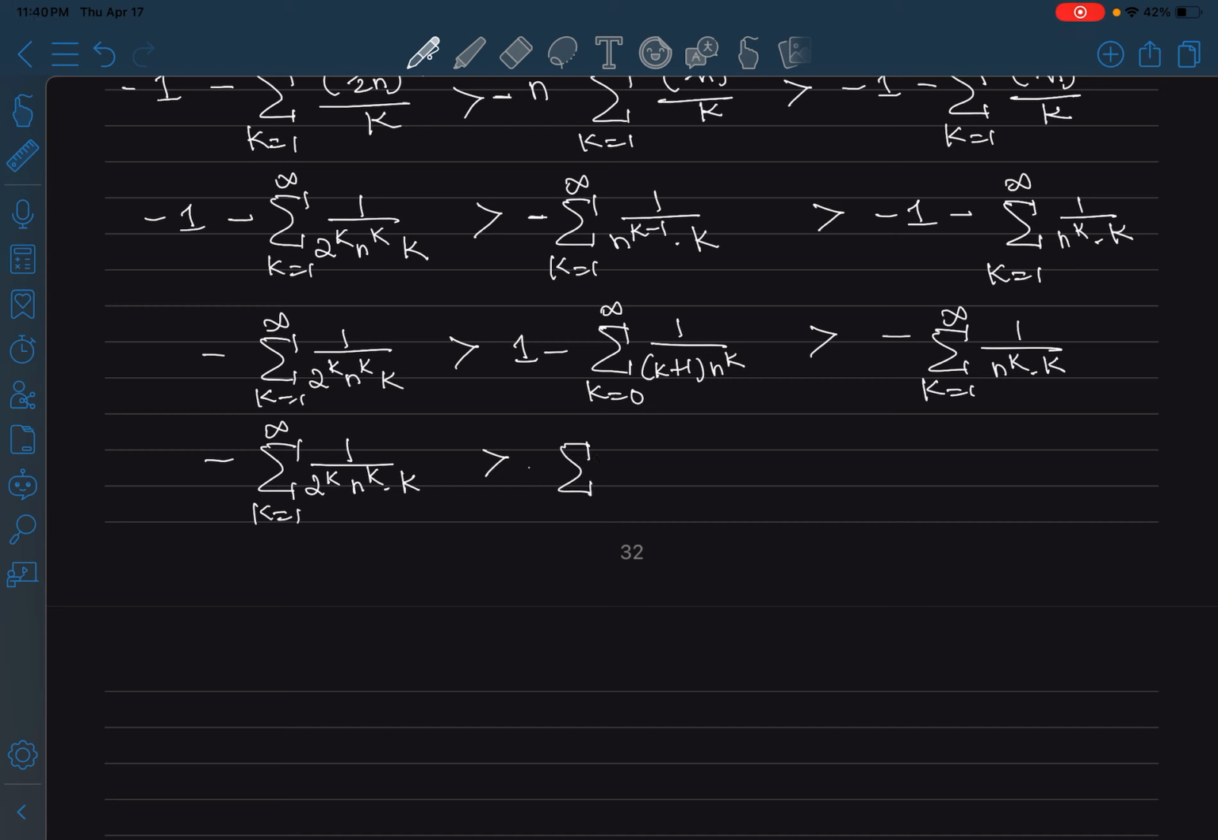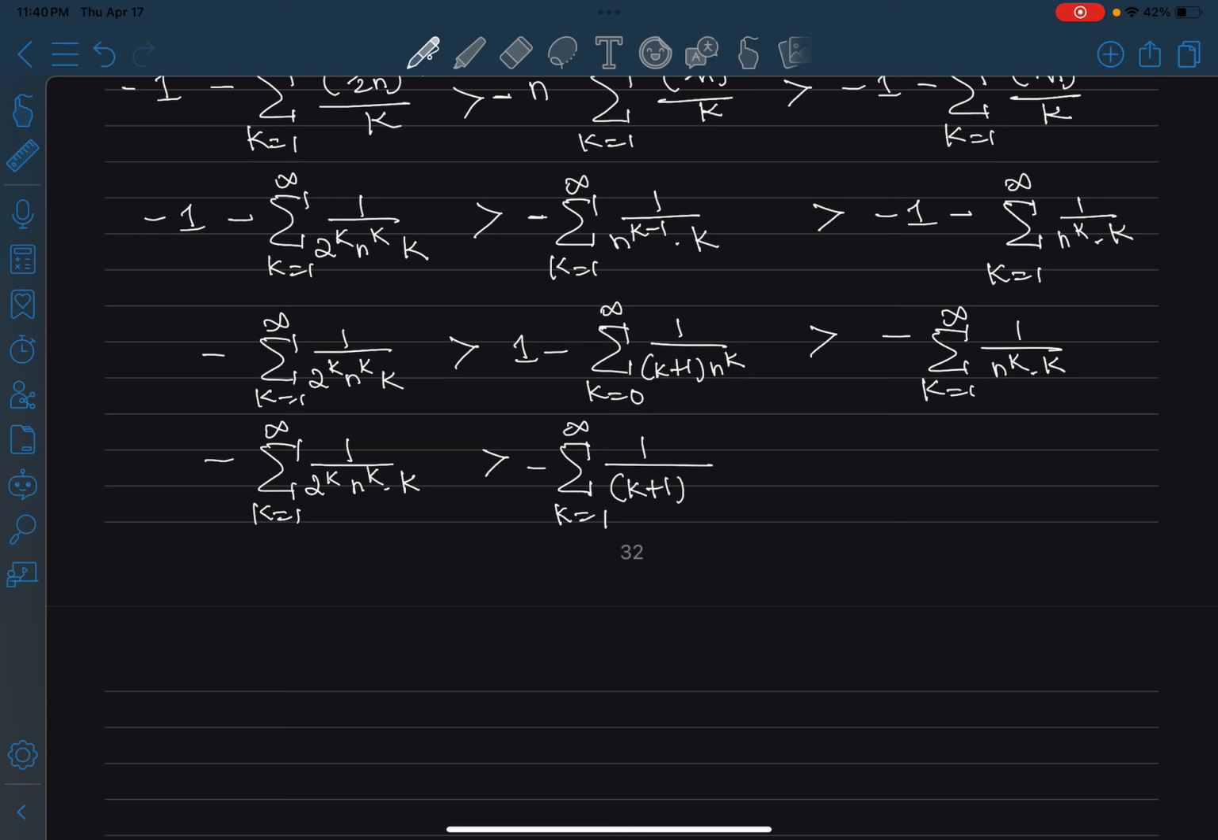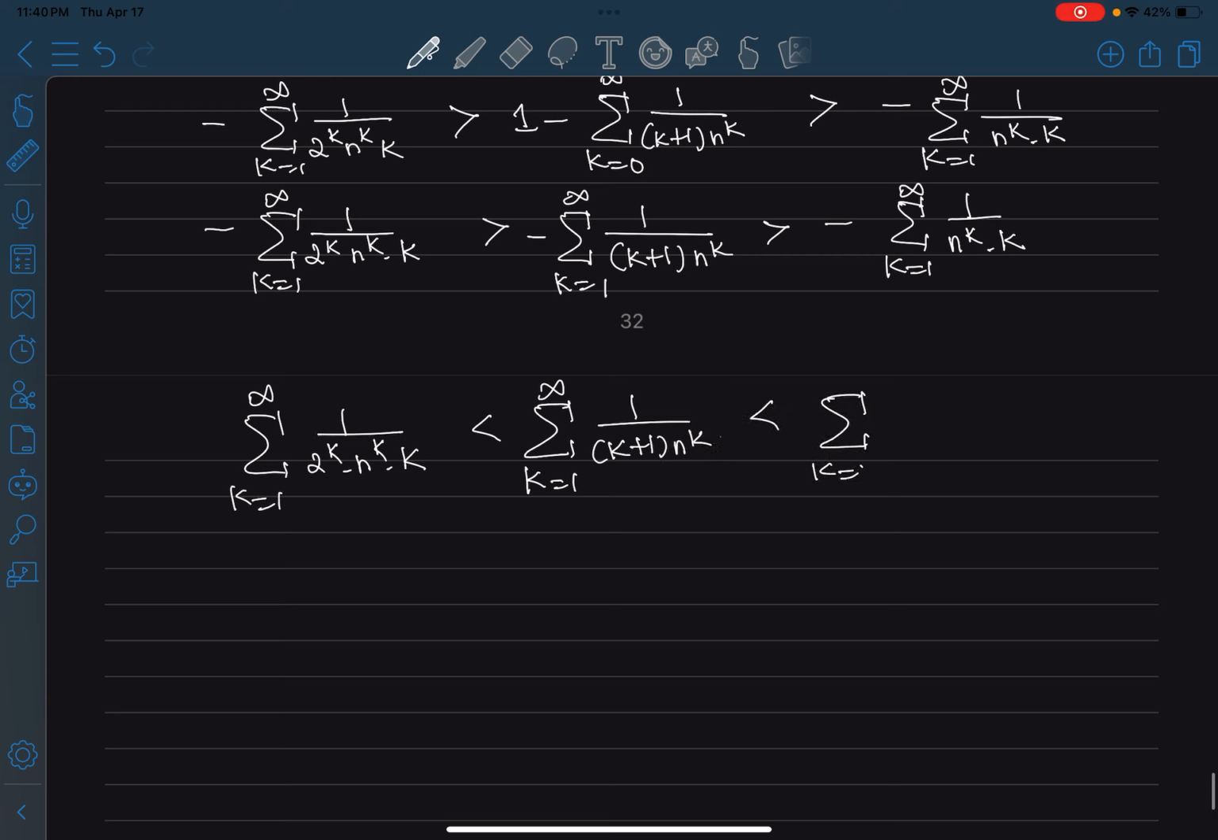I told you that there's this cancellation, which gives us, okay, now this goes from 1 to infinity. I'm sorry again: 1 by (k plus 1) n to the power k is greater than the negative sum from k equals 1 to infinity of 1 by n to the power k times k. Again, let's multiply by negative 1, and that gives us the sum from k equals 1 to infinity of 1 by 2 to the power k times k is greater than the sum from k equals 1 to infinity of 1 by (k plus 1) n to the power k is greater than the sum from k equals 1 to infinity of 1 by n to the power k.